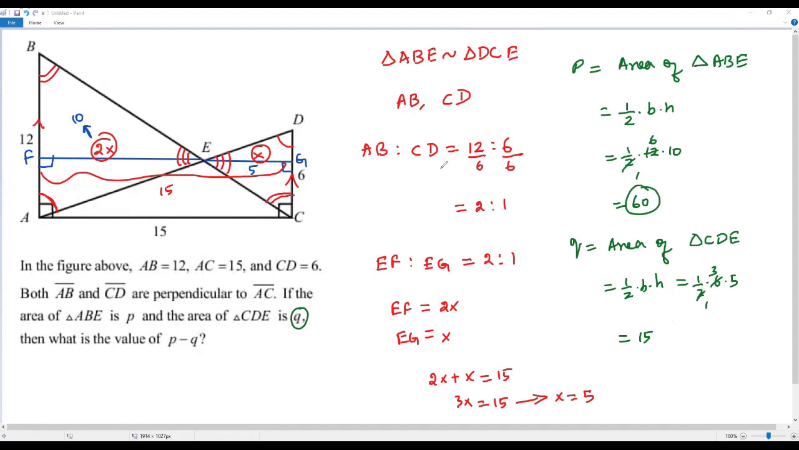Already we got the value of P, that is 60. Our aim is to get the value of P minus Q. Now let's get the value of P minus Q. P minus Q equals, for P we know that 60, minus for Q we have 15. So 60 minus 15 is equal to 45. Therefore the value of P minus Q is 45.